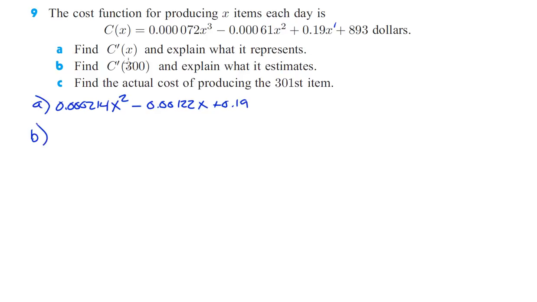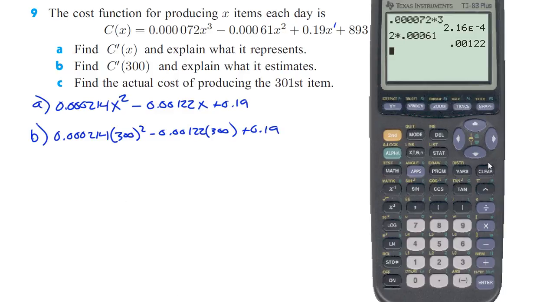find C prime of 300. So notice that the x now turns into 300. So now we want to plug 300 into this. So 0.000214 times 300 squared minus 0.00122 times 300 plus 0.19. Okay, so let's plug that again into our calculator.